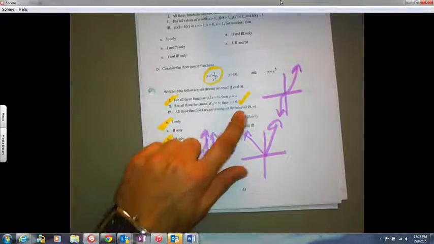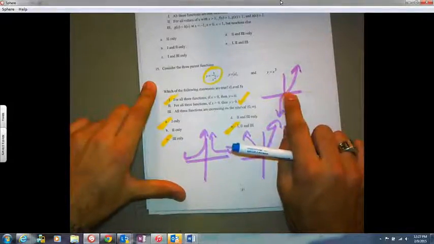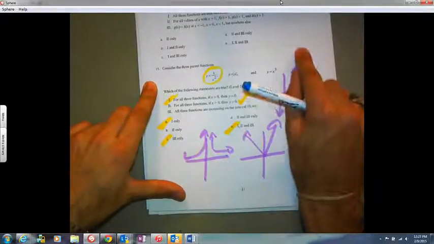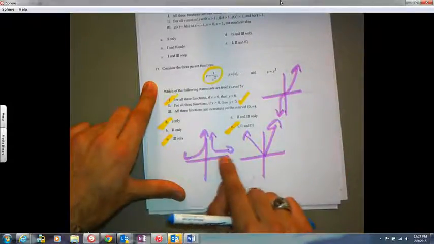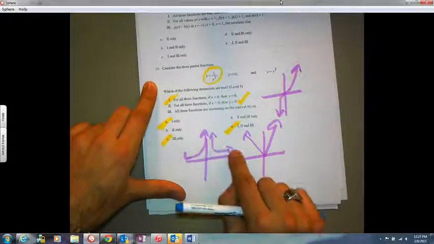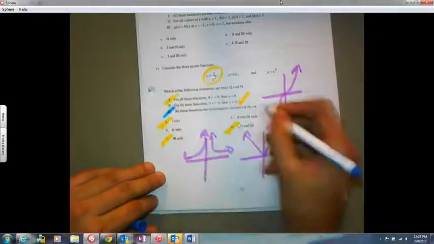All 3 functions are increasing on the interval 0 to infinity. Let's look. As x goes from 0 to infinity, yep, the y's are getting bigger. X goes 0 to infinity, y's are getting bigger. X goes 0 to infinity, y's are going down. This is decreasing. Does not work. This is out. B is the answer.